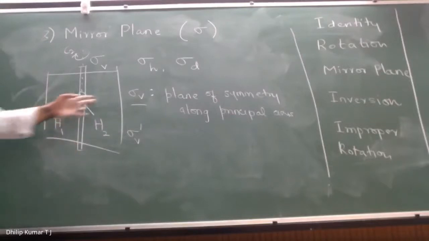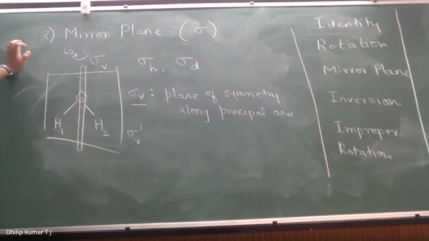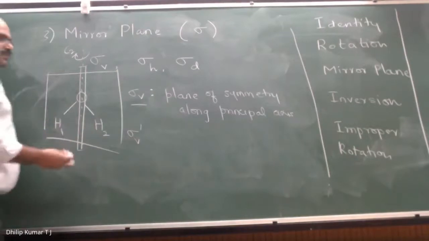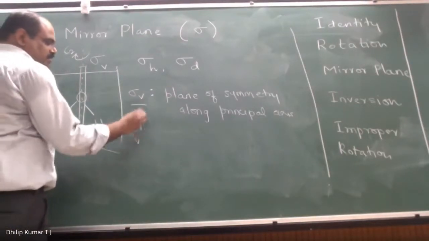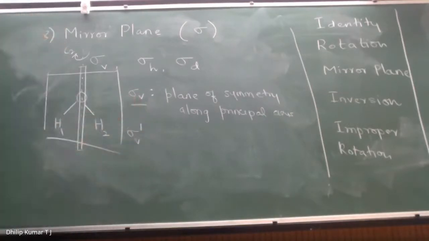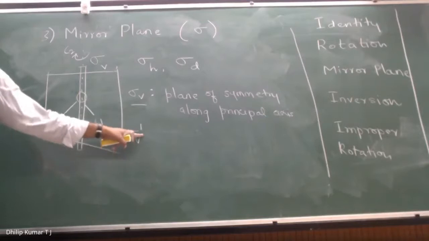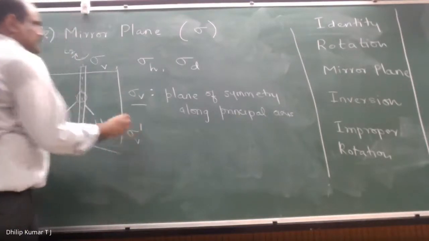One plane cuts the molecule along the principal axis, and the other plane is across the water molecule. Both give the indistinguishable or symmetric image, so that is also called sigma v. But to differentiate it from the first, it is given the symbol sigma v prime. So these are the symmetry elements of the water molecule.